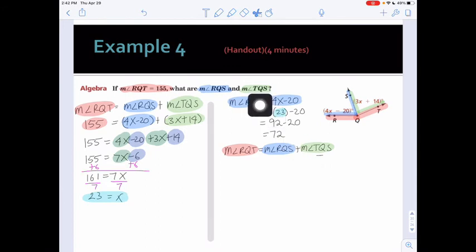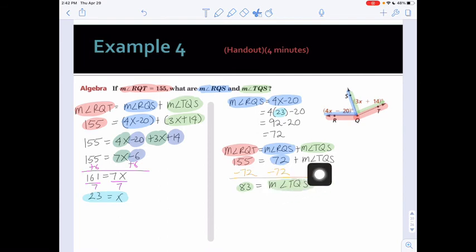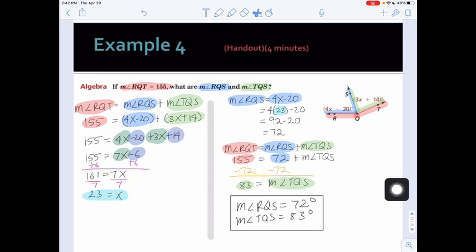Now to find the measure of angle TQS, we could plug in x to 3x plus 14, but we also know that the measure of angle RQT is equal to the measure of angle RQS plus the measure of angle TQS, and we know both the measure of angle RQT and the measure of angle RQS. The measure of angle RQT is 155, the measure of angle RQS is 72, so we have 155 equals 72 plus the measure of angle TQS. To get the measure of angle TQS, we can just subtract 72 from both sides. If we subtract 72 from 72, we get a 0 pair, so that leaves us with just the measure of angle TQS. 155 minus 72 gives us 83, and therefore the measure of angle RQS is equal to 72 degrees, and the measure of angle TQS is equal to 83 degrees.